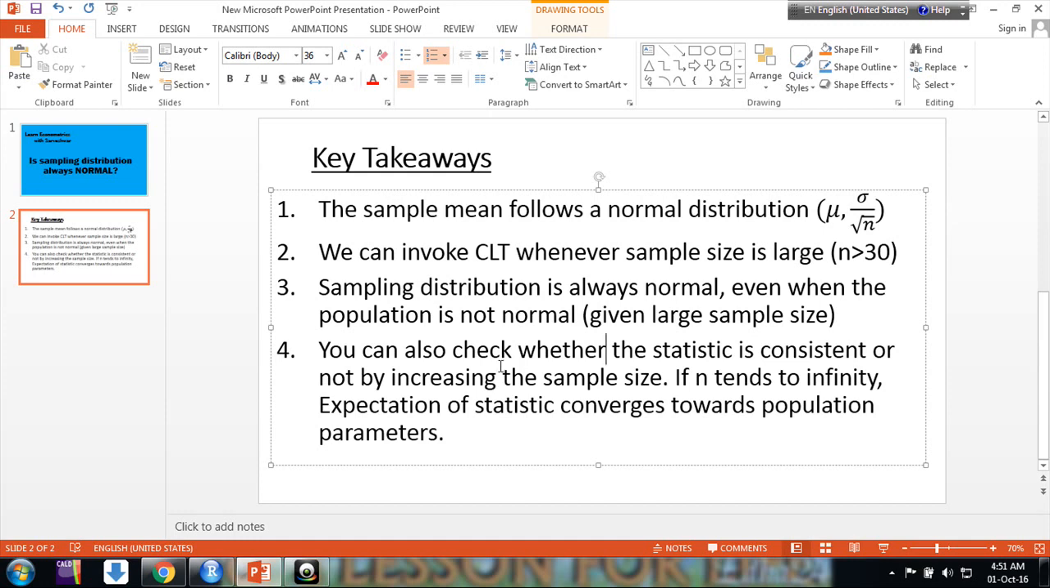In this way, using the same code and by increasing the sample size, you can also check the consistency of our sample estimates.